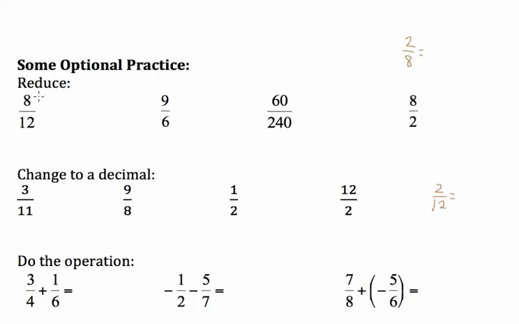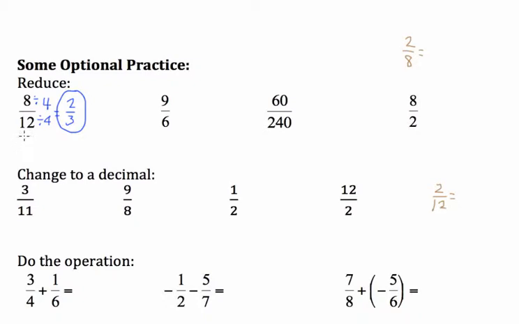To reduce fractions, you want to divide out a common divisor. 8 and 12. Those both divide by 4. When you reduce fractions, you're actually making an equivalent fraction. 2/3 is actually the same number as 8/12. They're both equal to about 0.6666 repeating.